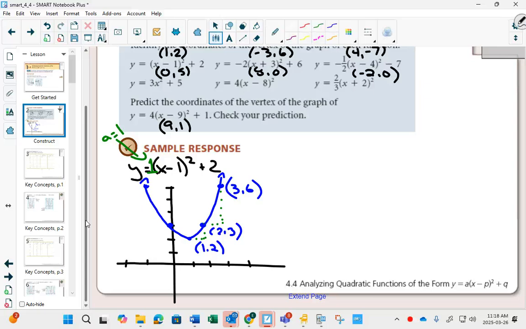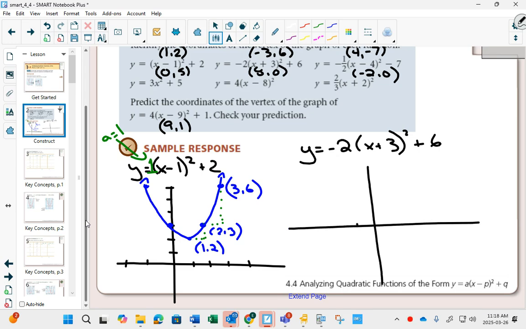Now we're going to do one with a number in front. Oh, this negative is a good idea. So I know my vertex is at -3, 6. That's way up here. And this time my a value is -2, so it's going to open down. But instead of going over 1, up 1, I'm going to go over 1, down 2.